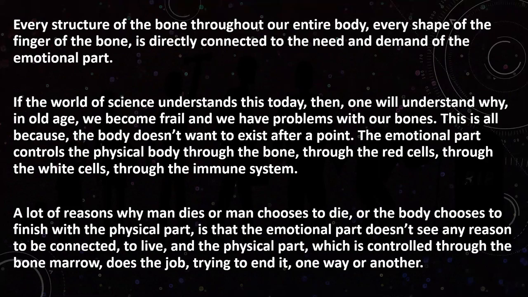This explains why when we get old, people become frail, and problems with their bones become very brittle. This is because at a certain point, the body doesn't want to exist. The emotional part, which controls the physical part through the blood cells, the immune system, has decided that I don't want to live anymore. And so your intentions, your emotions that you express is shown in the physical aspect of your body. And so your body will slowly shut down because that's what you have decided. You don't want to live anymore. And so you see your body slowly degenerating.